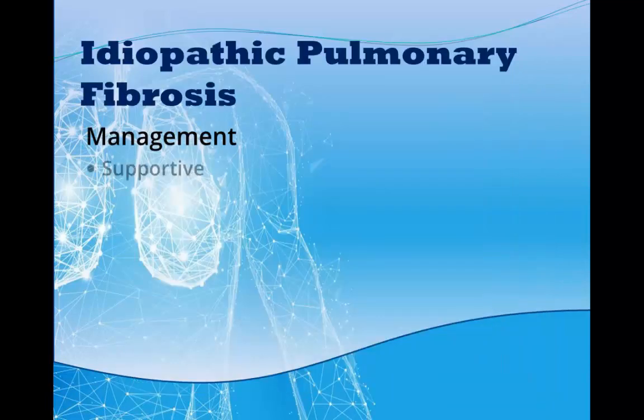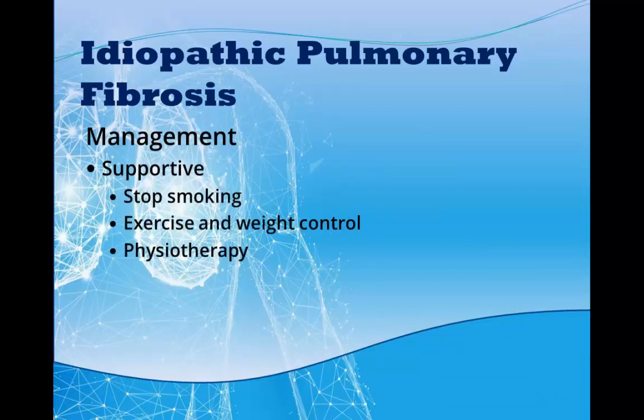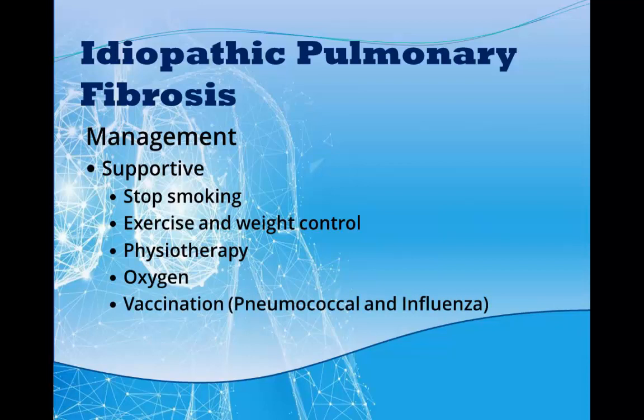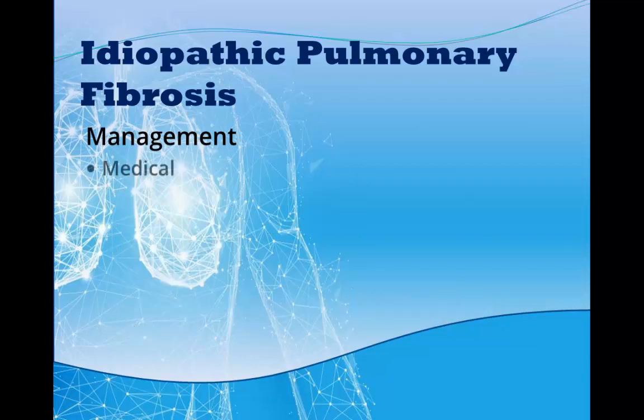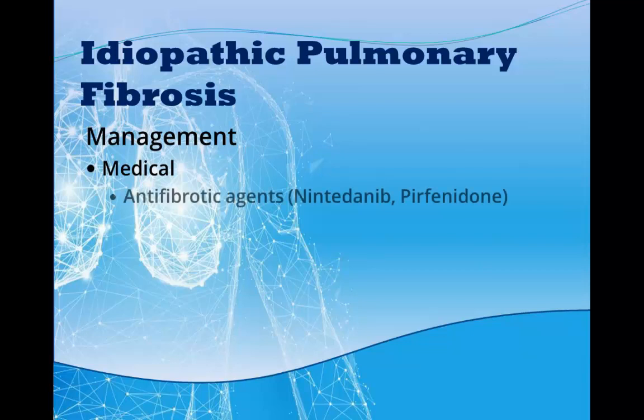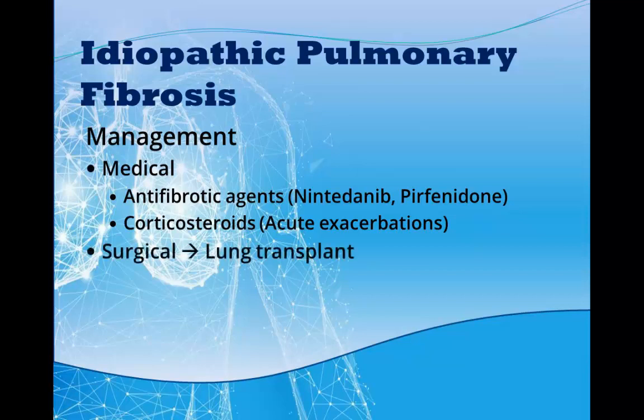We begin with supportive treatment like stop smoking, exercise, weight control, physiotherapy to improve the symptoms, oxygen in case of hypoxemia, and make sure they're vaccinated against pneumococci and influenza. And in end-stage disease, give them opiates as it helps them with the excessive cough. Then we move to medical treatment to slow down the progression. We use antifibrotic agents, and in cases of acute exacerbation, corticosteroids. A lung transplant is last resort, but not everyone is a candidate for surgery.